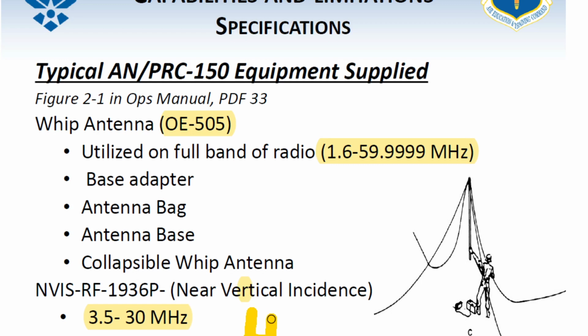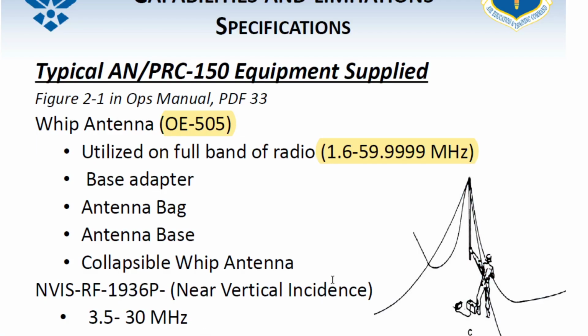It comes with a base adapter, an antenna bag, antenna base, collapsible whip antenna, and a NVIS, which is a near vertical incident skywave, HF only. The NVIS is only for your HF. You can see that because it is 3.5 to 30 megahertz. Make sure you guys know that. The NVIS isn't an antenna itself, it's a type of antenna. It's not an actual antenna like the OE505 is. You want us to know the range? It would be good to know this range.